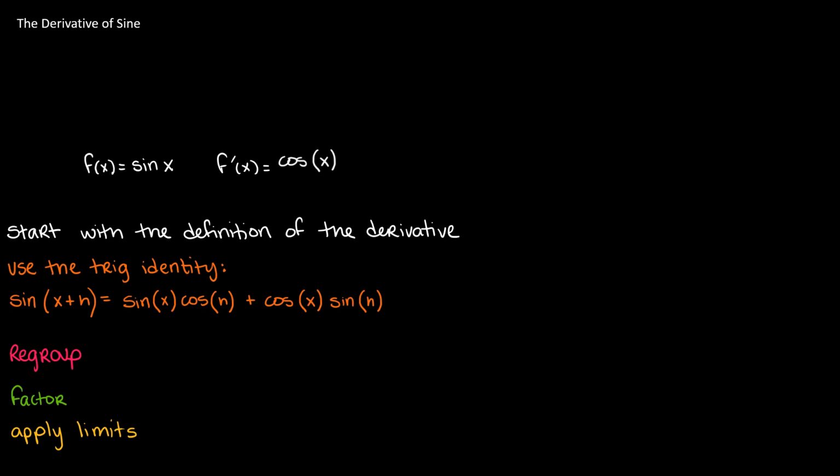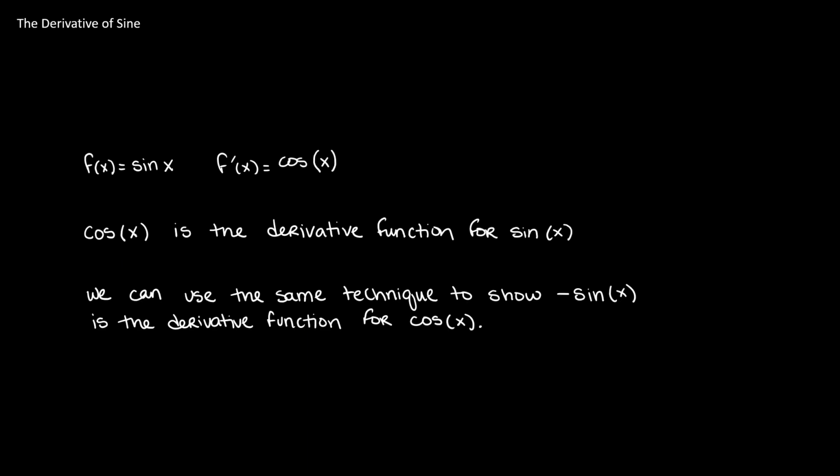So for a function sine x, the derivative is cosine x. Cosine x is the derivative function for sine x. And we could use this same technique to show that negative sine x is the derivative function for cosine x. And with these two rules, we'll be able to include some of our trig functions in our product rules, quotient rules, and so on.